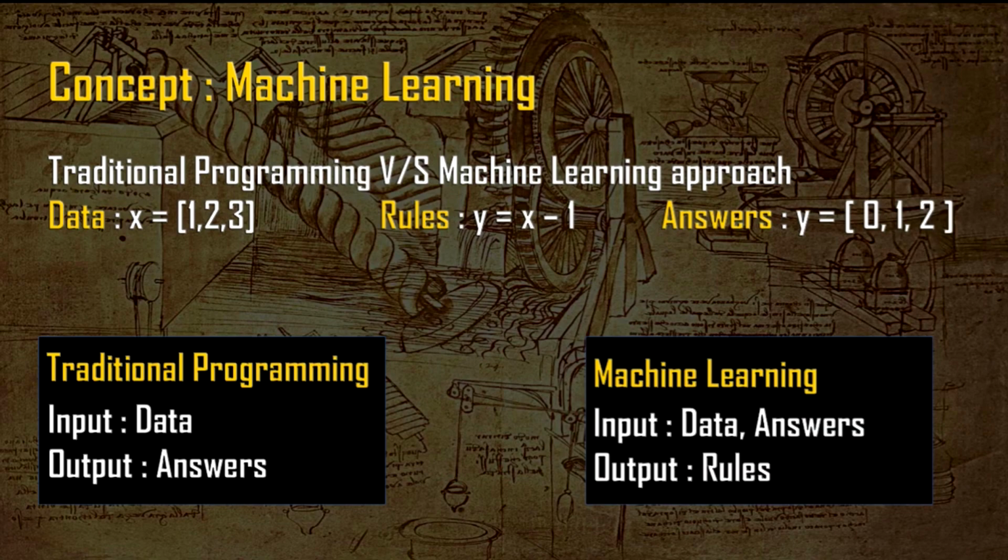Let's take a very simple example. For data, let's say we have this list of numbers 1, 2, 3, and the rule is y equals x minus 1, just a normal line equation, and the answers, if you put x into this, are 0, 1, 2. In traditional programming, we feed x into it, we know the rules, and we get the answers. But in machine learning, we feed the data and the answers and it finds this equation automatically. That's the advantage of machine learning.